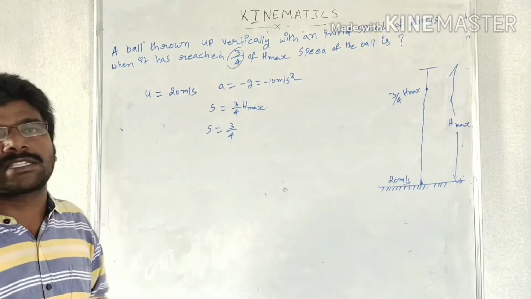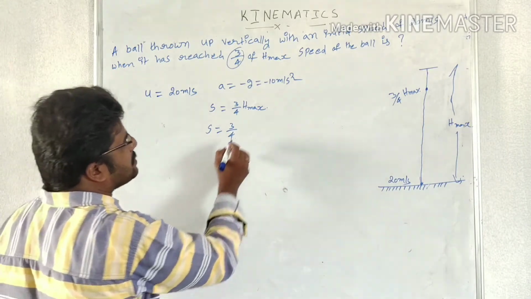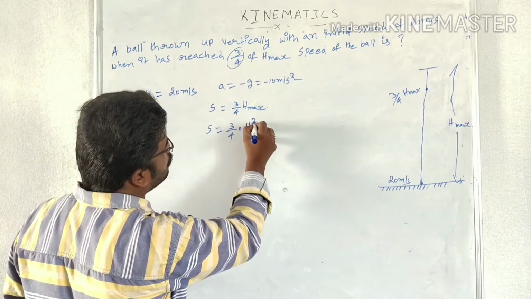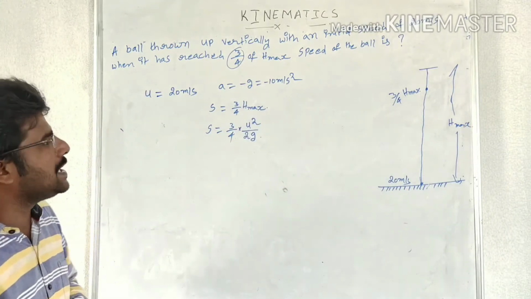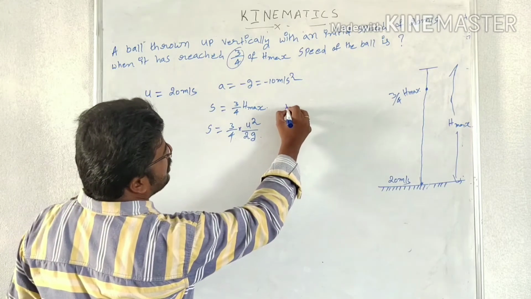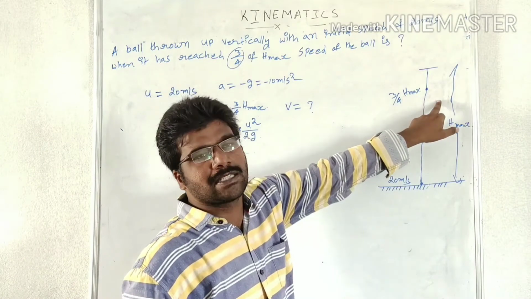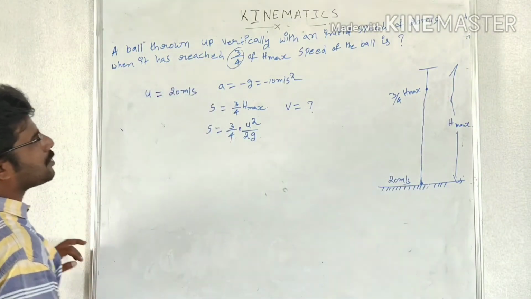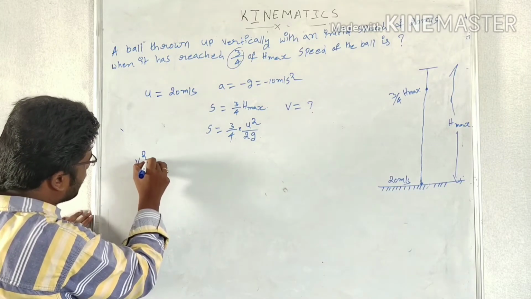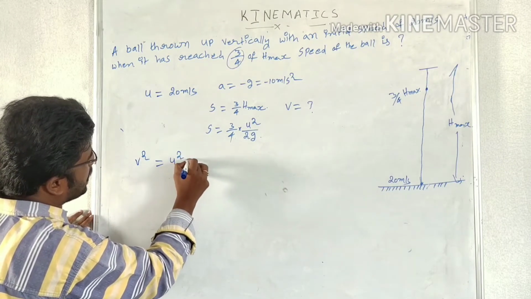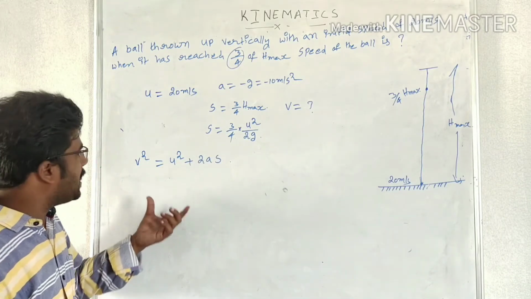What is the formula for maximum height? Already we have derived it in the last video. The formula for maximum height is u square by 2g. Very good. h max equal to u square by 2g. Now we want to calculate the value of v, the final velocity, at 3/4 of maximum height. We are going to use one of the kinematic equations, that is v square equal to u square plus 2as. This is the third kinematic equation.